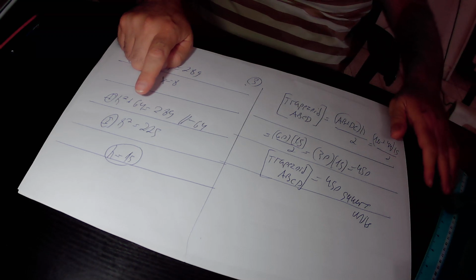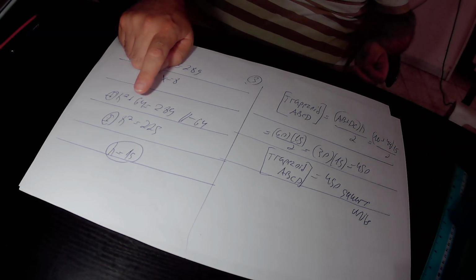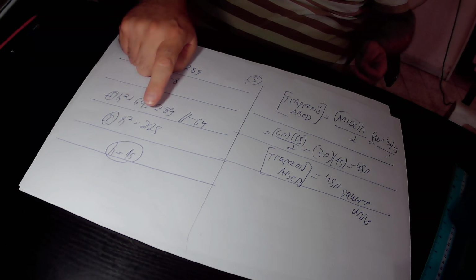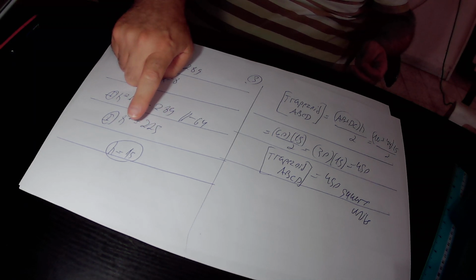Here we took the root of this equation, and found that H, that is the height of trapezoid ABCD, is equal to the square root of 225. The square root of 225 is 15. So the height of trapezoid ABCD, H, is equal to 15 units.